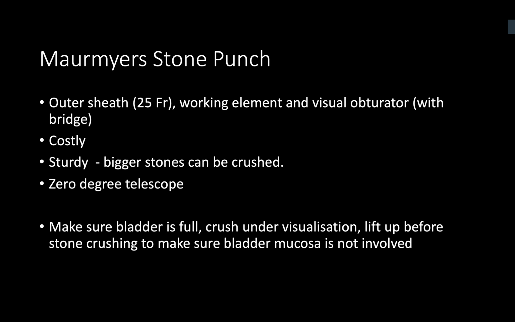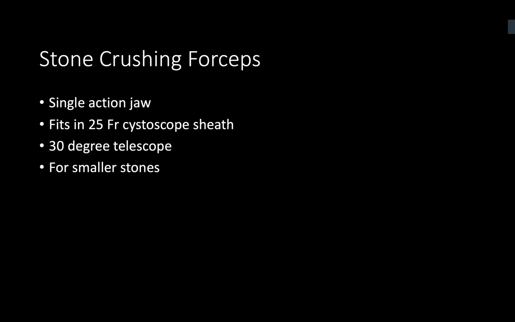And the main thing, what type of telescope do you use for the Maurmayer's stone punch? For this, I use a 0-degree telescope. Well done. And as you said, you have to make sure that the bladder is full. We have to crush under visualization. We have to lift up the stone before crushing to make sure that the bladder mucosa is not involved in the crushing. There is also one which is not very popular. If it is a soft stone, we can use something called a stone crushing forceps. It is just the forceps only.